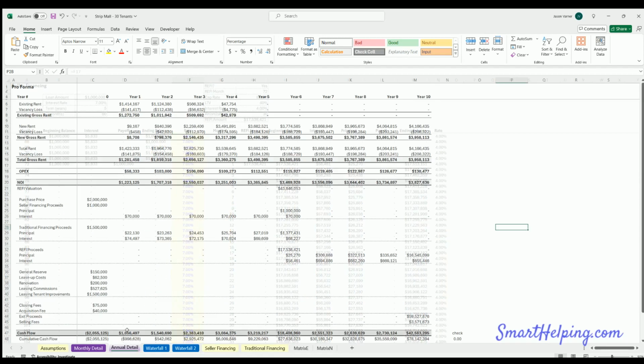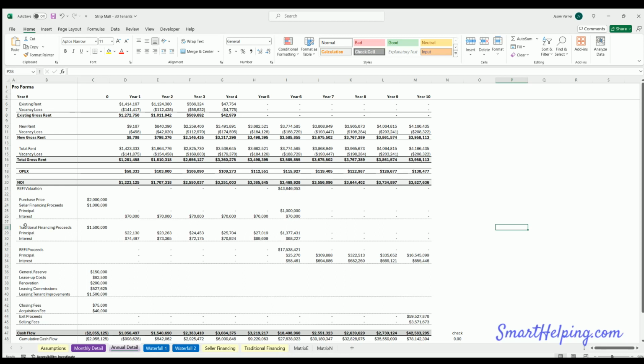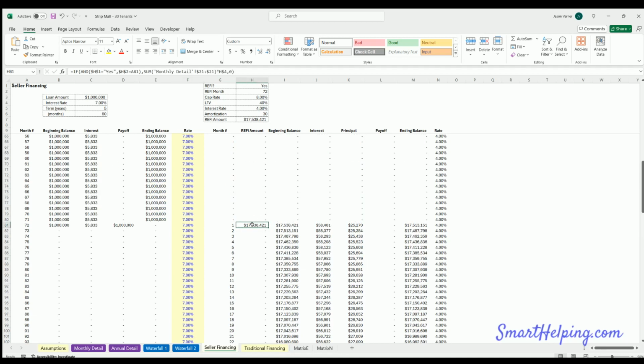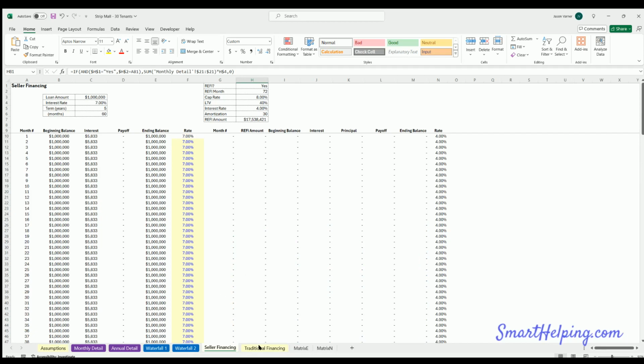So if we look here at the annual detail, you've got your traditional loan happening here. You've got the interest only loan happening here. And then here's the refi, which this 17 million is just what you're refinancing on the single amortization refi schedule. Okay, so that is that.